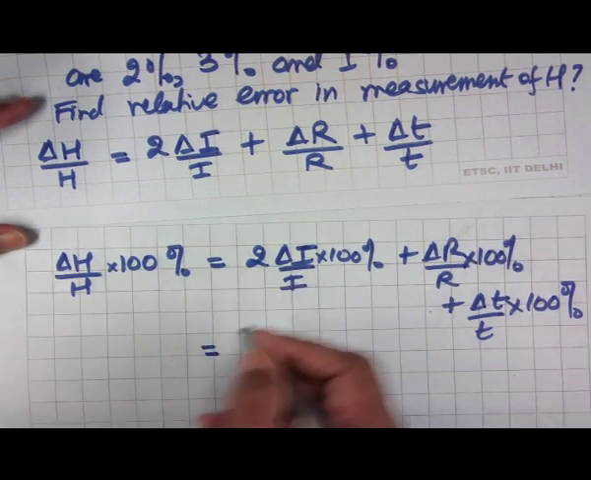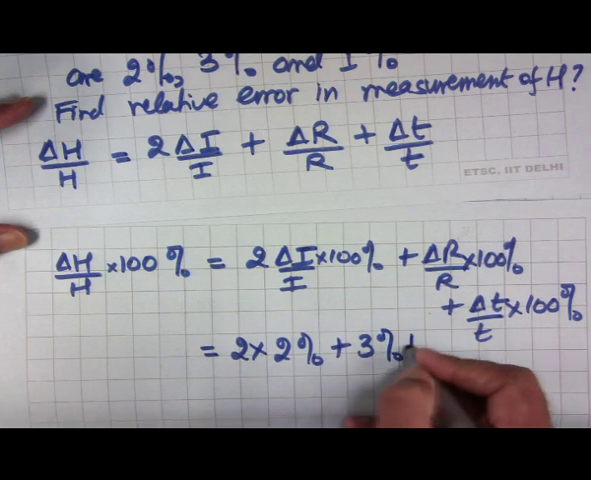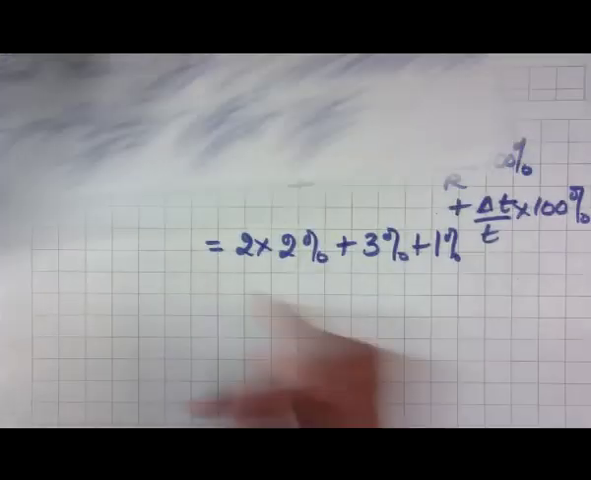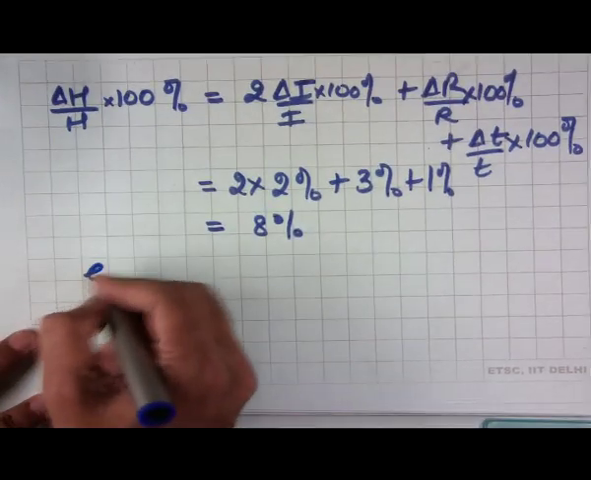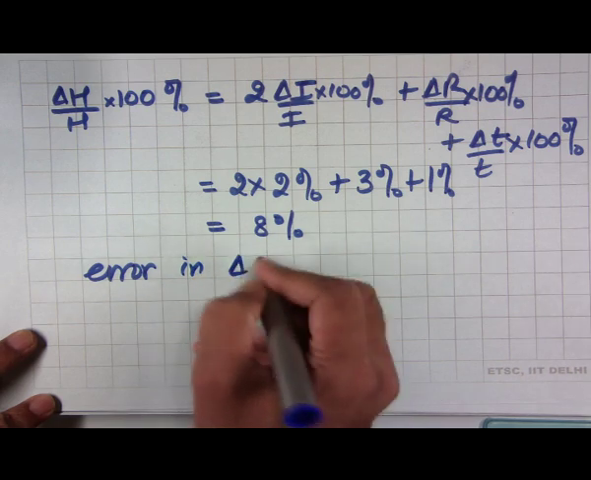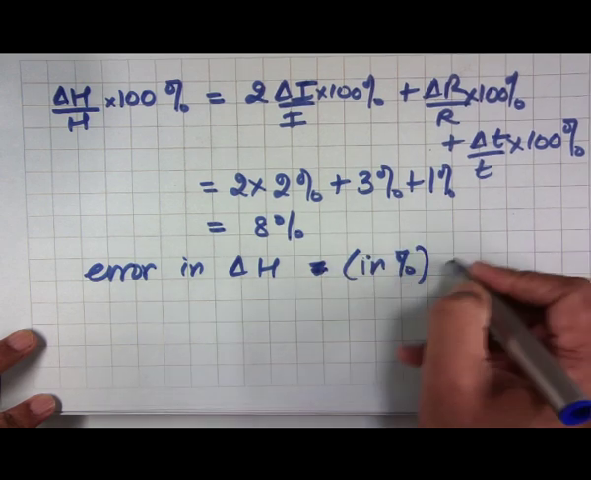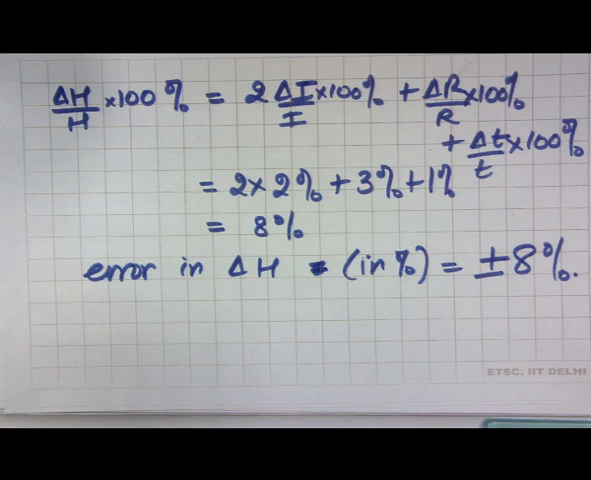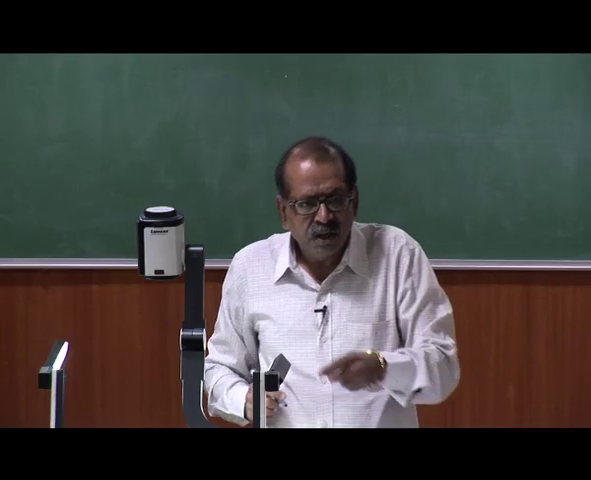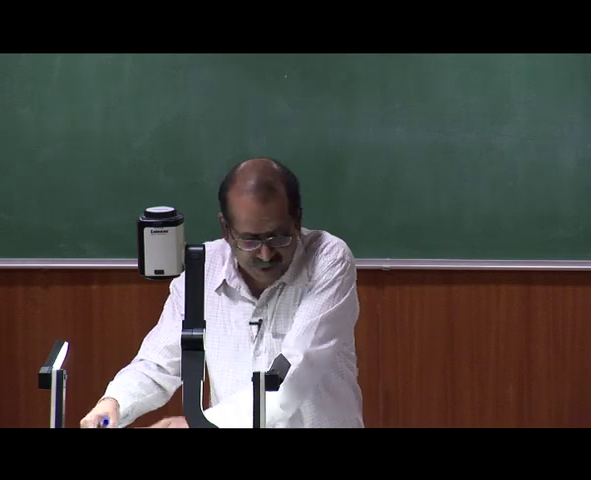So, this will be equal to 2 multiplied by 2% plus 3% plus 1%. So, this total will be equal to 8%. So, that means the error in H will be equal to plus minus 8%. And if it is required, then this 8% can be converted back into the units of delta H if we know the value of H, and we will see a similar example towards the end of this topic.